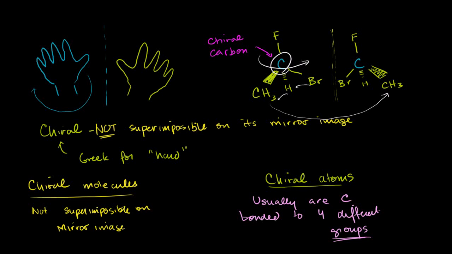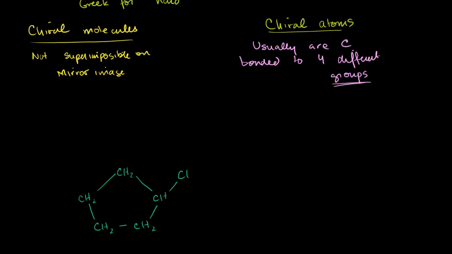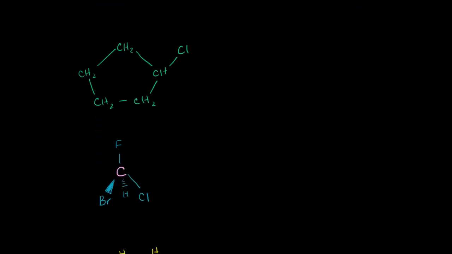In the last video, we learned a little bit about what a chiral molecule or what a chiral carbon or a chiral atom is. What I want to do in this video is go through a bunch of examples and see if we can identify if there are any chiral atoms, and to also see if we're dealing with a chiral molecule. So let's look at our examples here. So here I have, what is this? This is chlorocyclopentane. So the first question is, do we have any chiral atoms?